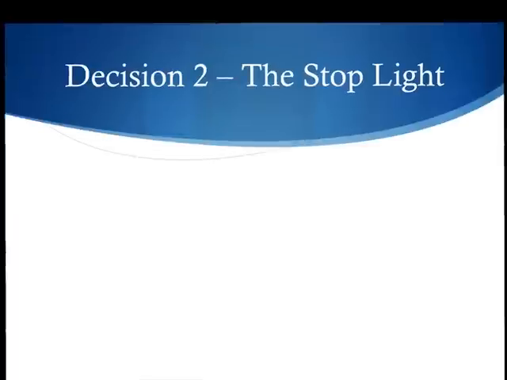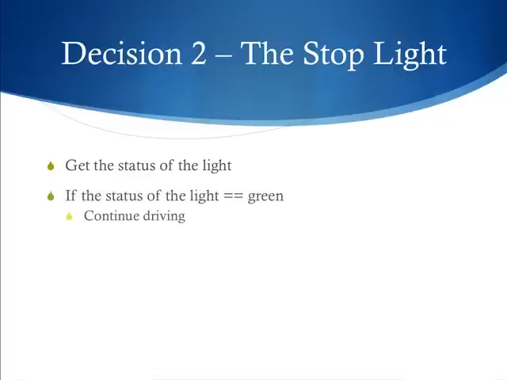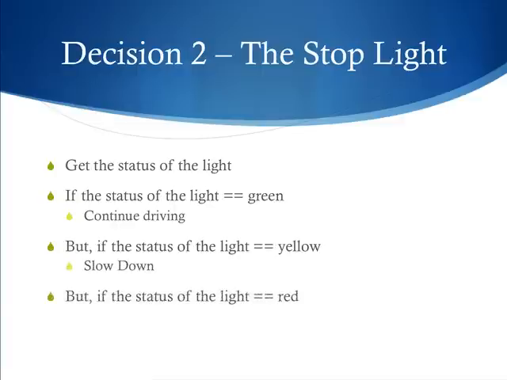So how does the computer have to think about this? Well, the computer's got to get the status of the light. What is the current color of that light? If the status is green, then you can keep on going. But if the status is yellow, then you got to slow down. And if that status is red, you got to stop the car.